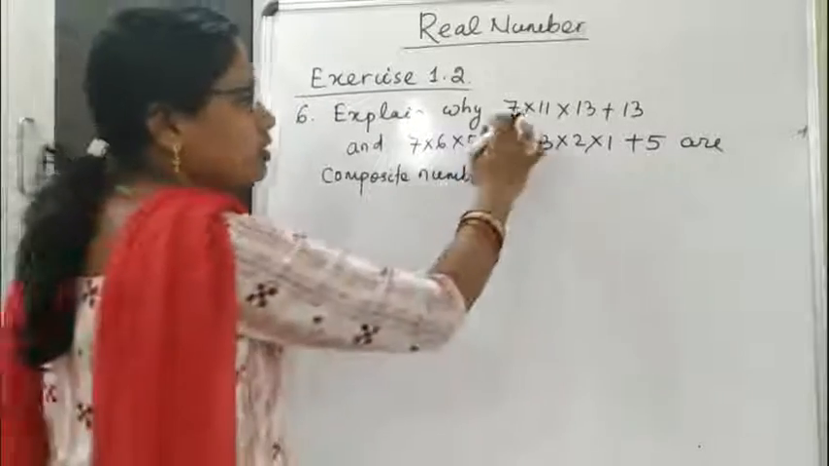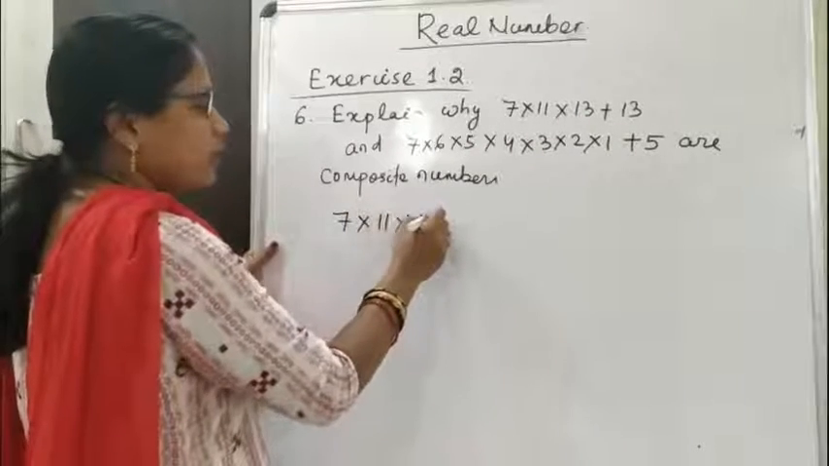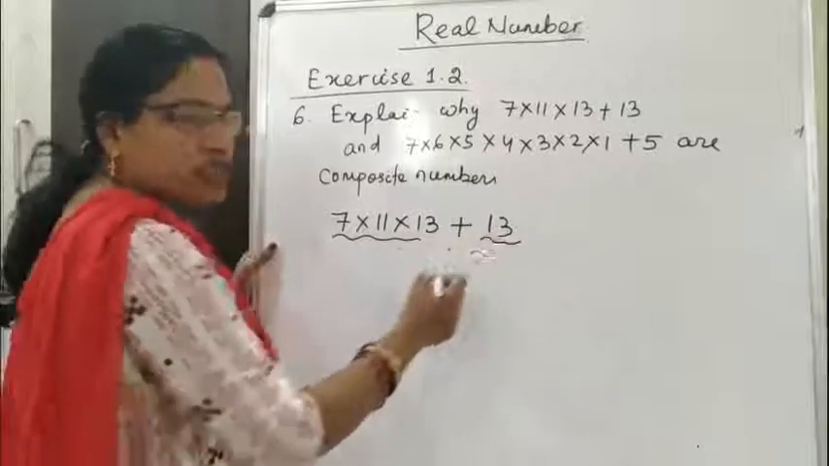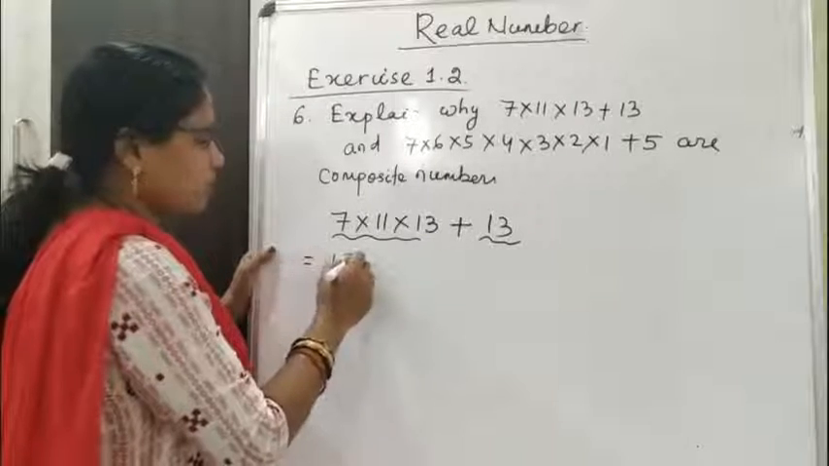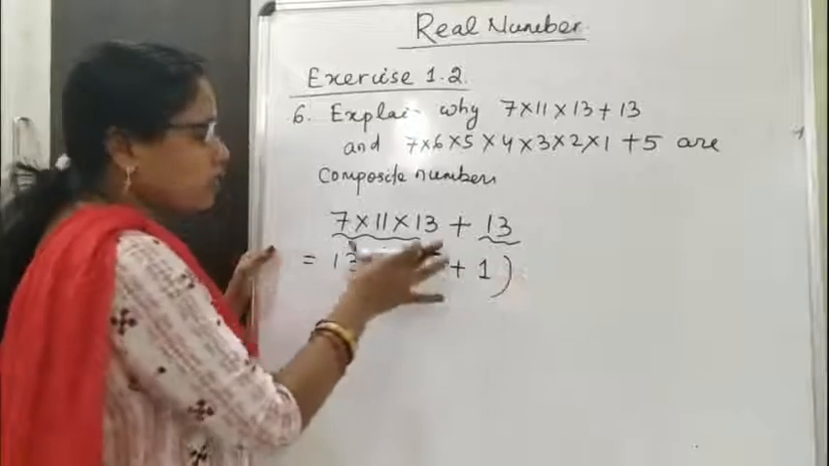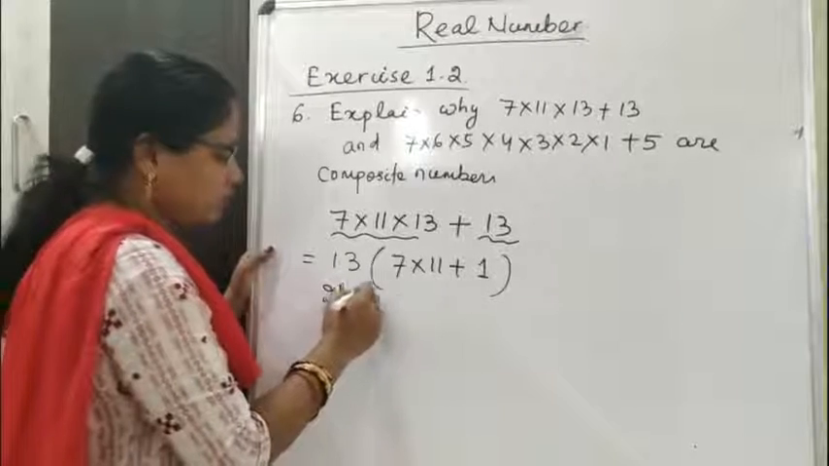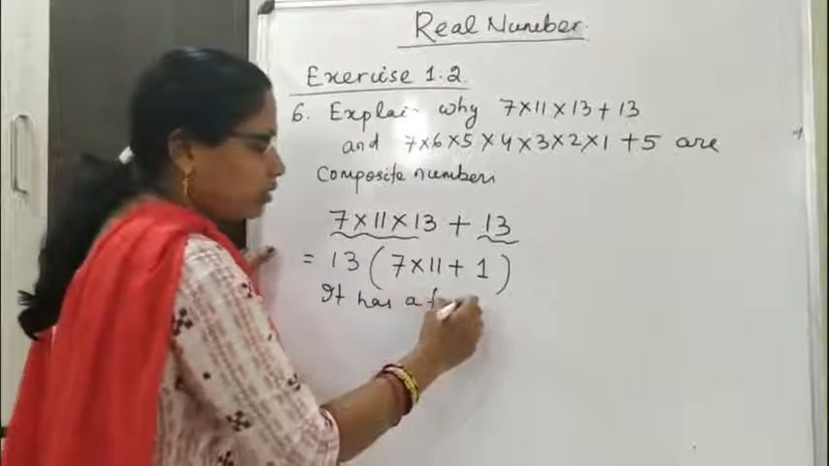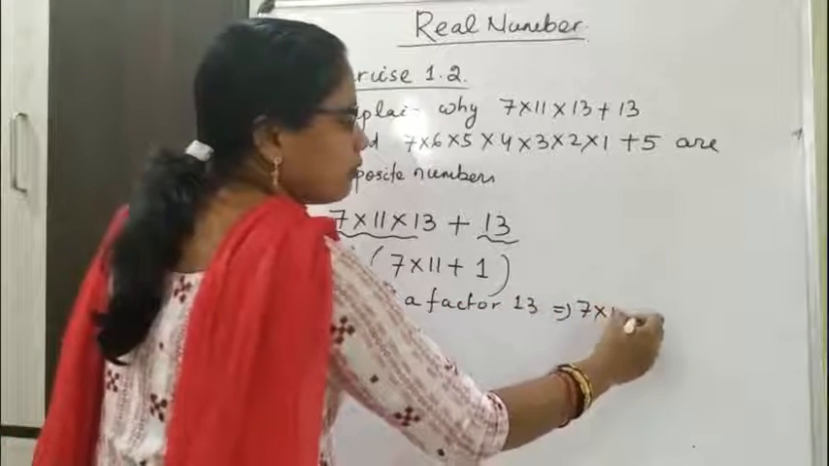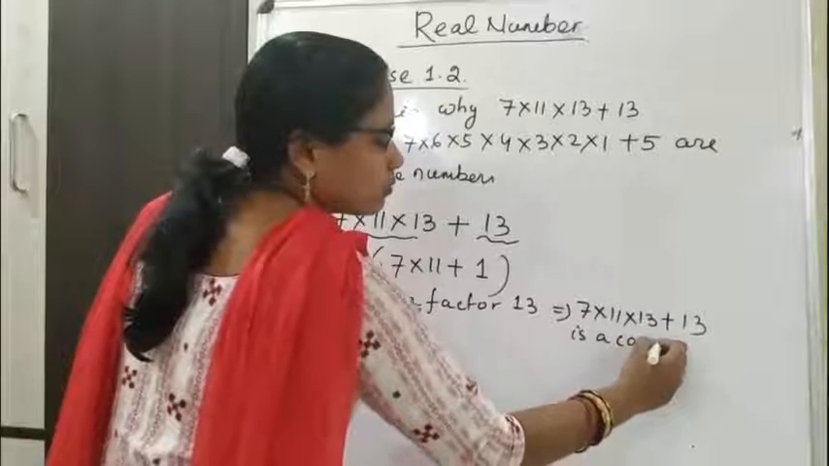So here let us test first, that is 7 multiplied with 11 multiplied with 13 plus 13. So here in between these two terms 13 is the common factor. 13 into (7 into 11 plus 1). So here this number has 13 as a factor. So this implies 7 into 11 into 13 plus 13 is a composite number.